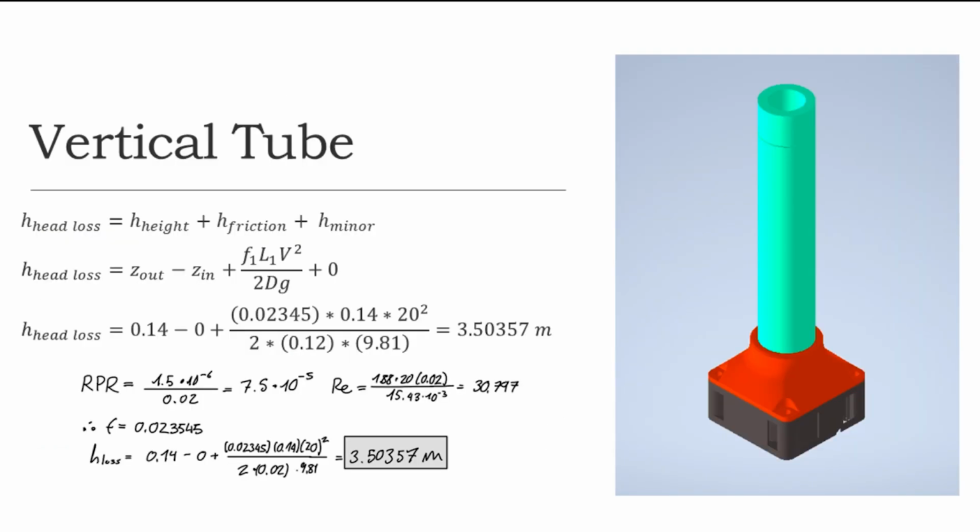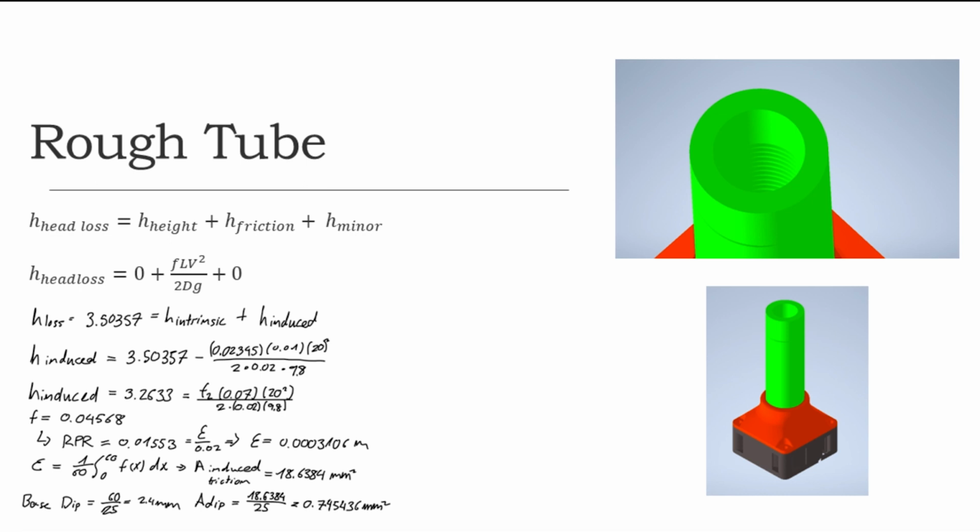First, we have the vertical tube, whose head loss is affected by the height and intrinsic tube friction, and has a calculated head loss of 3.5 meters. The only loss experienced by tube 2 is an increased roughness inside the pipe. Using the previously calculated head loss, we were able to solve backwards to calculate the roughness of the dips and create an equivalent head loss.